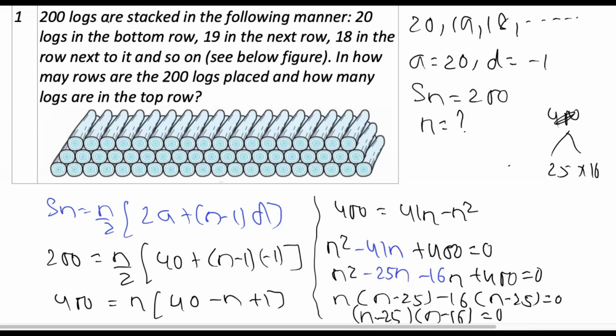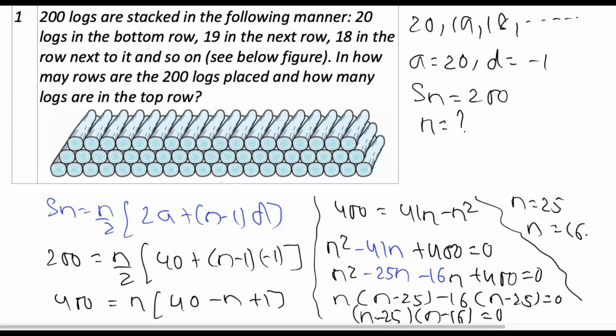Now we'll be equating both of them with 0, right? So if I equate n minus 25 with 0, we'll get n as 25, and then n will also be 16. So as of now, we have two possible answers, but we should realize that n cannot take two values here, right? So we have to justify which is correct.